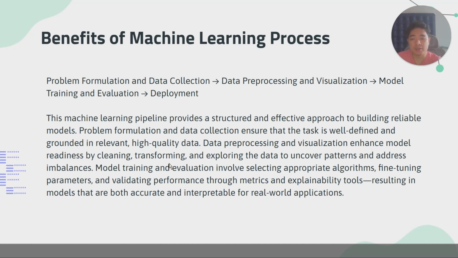Next, for data pre-processing and visualization, this improves the quality and usability of the dataset, and it helps uncover the hidden patterns, correct imbalances, and prepare the data so that the models can learn effectively, leading to better performance. Lastly, we have the model training and evaluation, which involves selecting appropriate algorithms, fine-tuning parameters, and validating performance through metrics and explainability tools, resulting in models that are both accurate and interpretable for real-world applications.